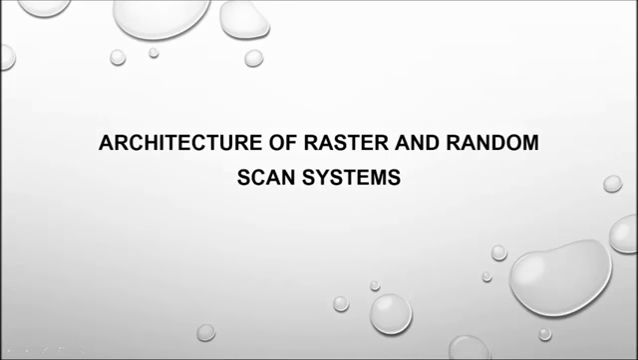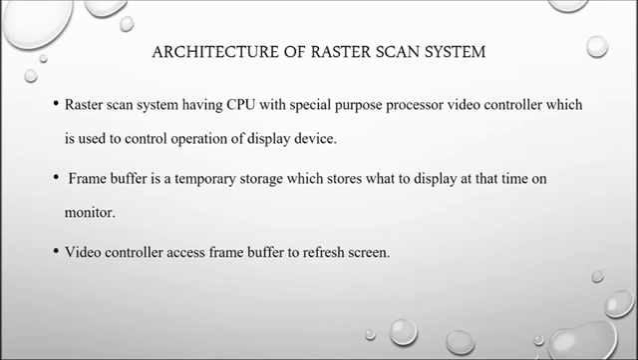In this tutorial, we will discuss the architecture of raster and random scan systems. We know that in a raster scan system, the system scans from the upper left corner till the end, and again the same procedure repeats. But in case of random scan, wherever you want to draw an object like a line or circle, it will start from that place and draw that object only. Now, what is the difference? We have seen the difference earlier.